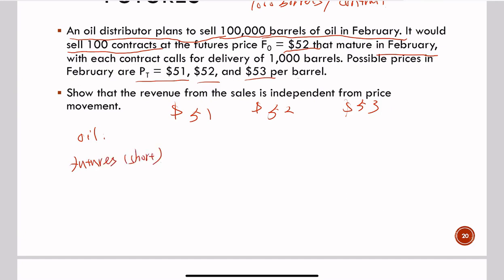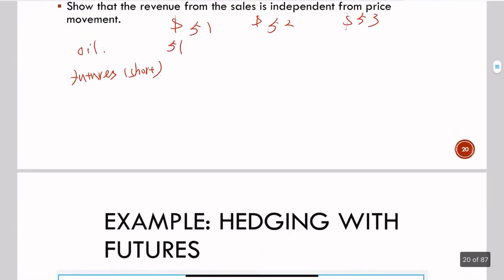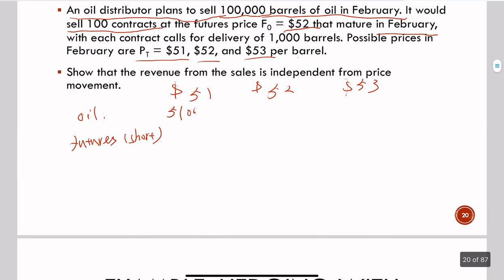So you're taking a short position. If the price of the oil is $51, then the value of your oil would be worth 51,000. Right? Of course, for all other cases, it's very simple to figure out the value of your oil. Now, what about the futures?